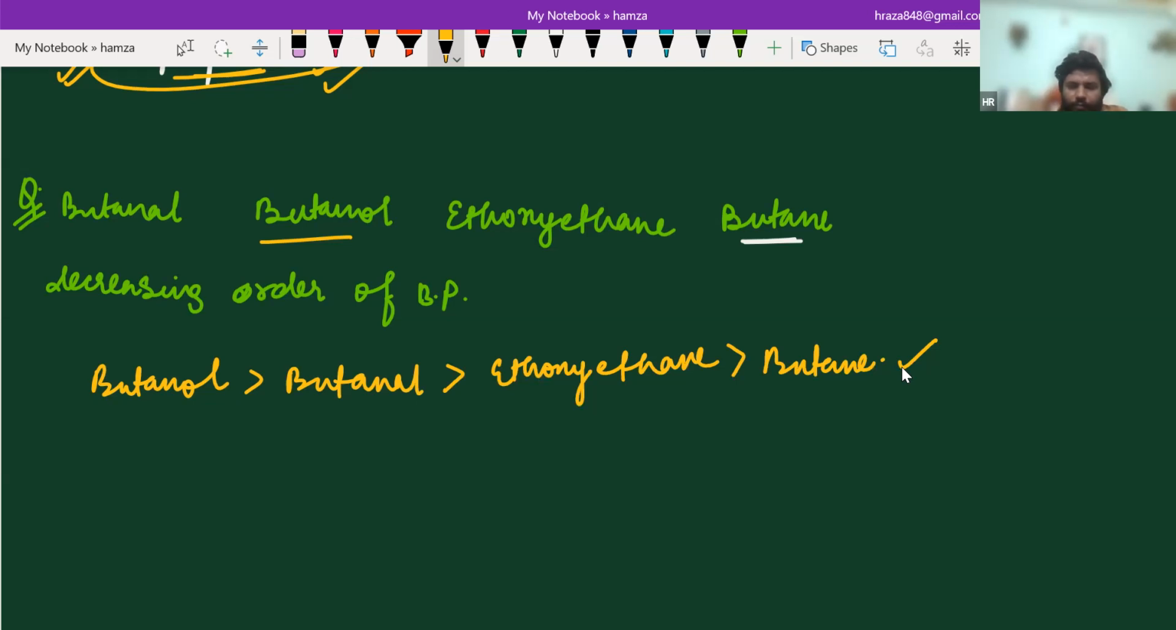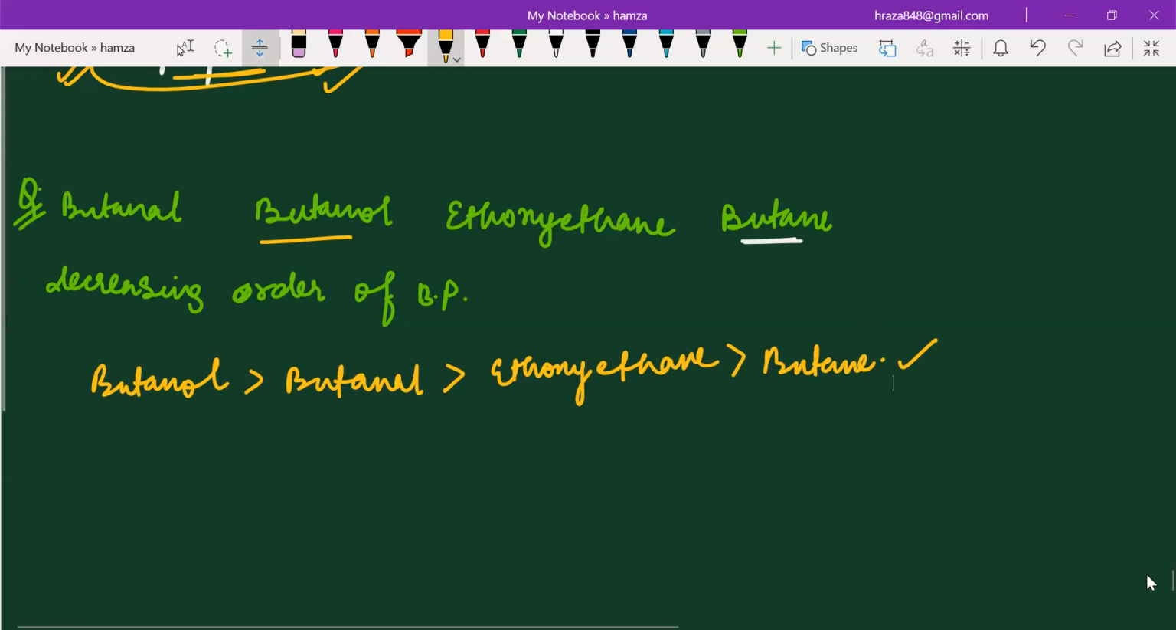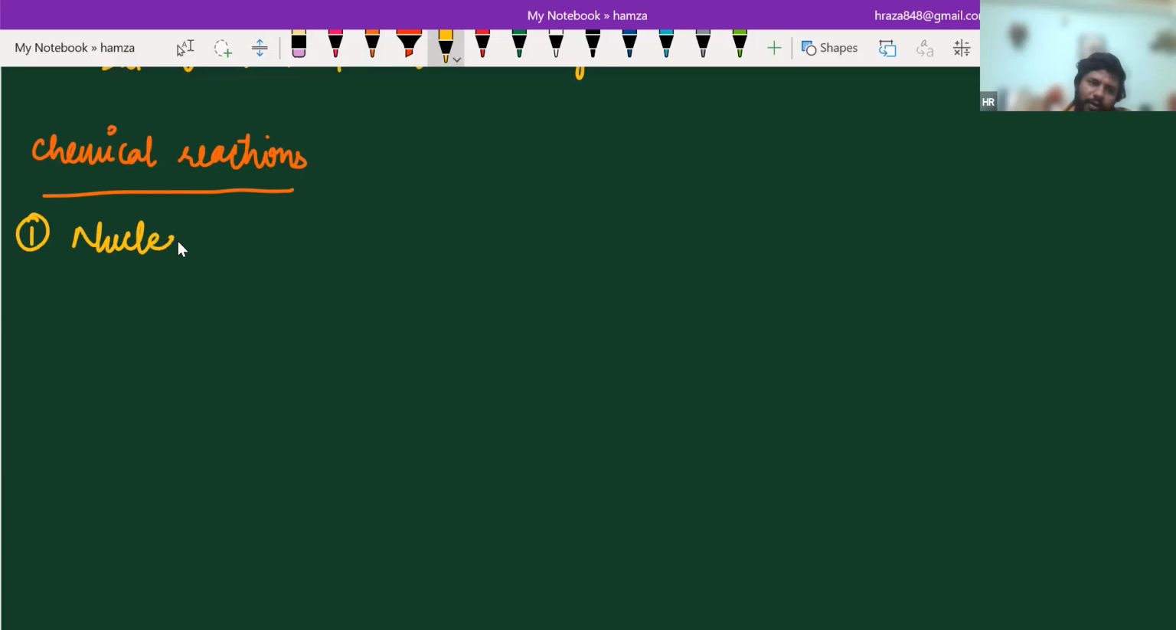Okay. Can we move to the next part? Now see, we are going to study the chemical reactions, and it's very easy. The first chemical reaction that we are going to study is the nucleophilic addition reaction.